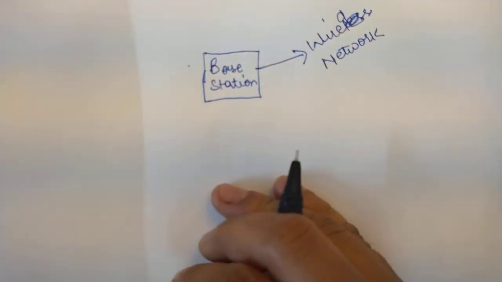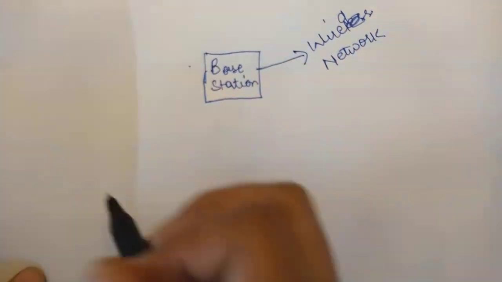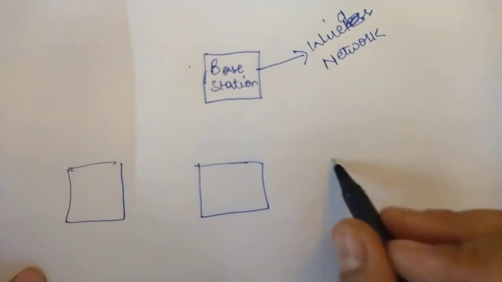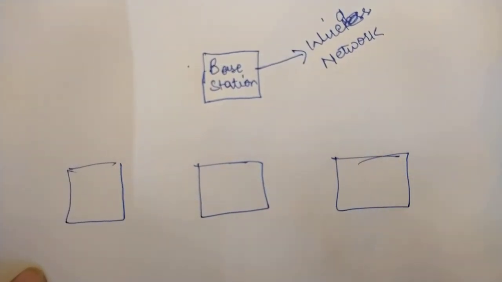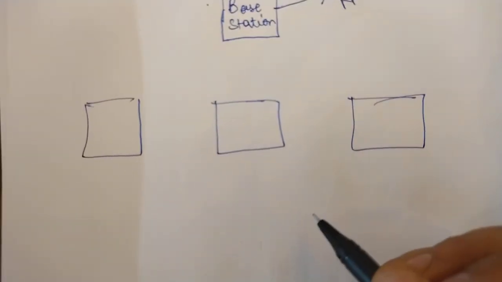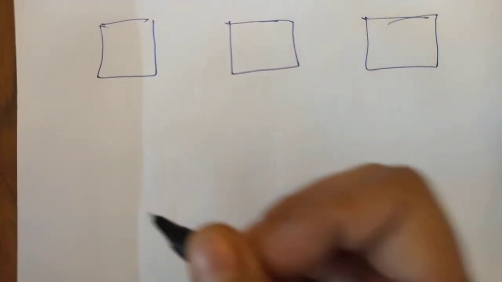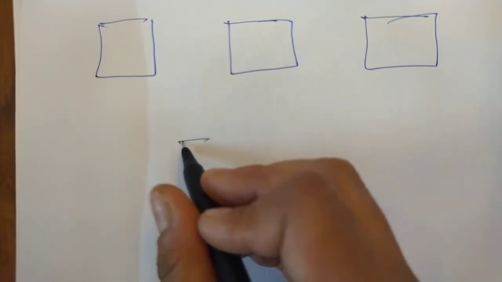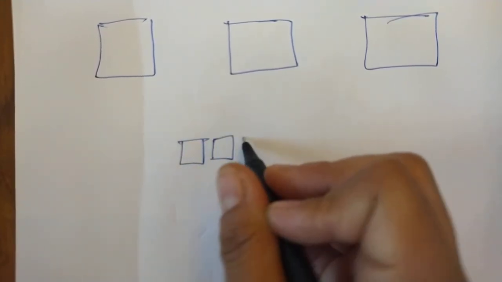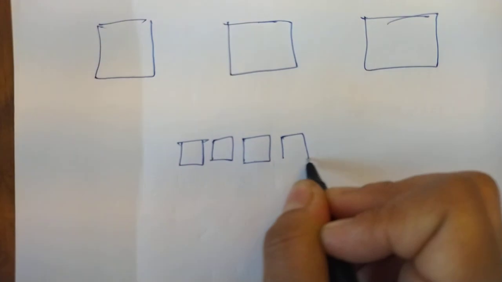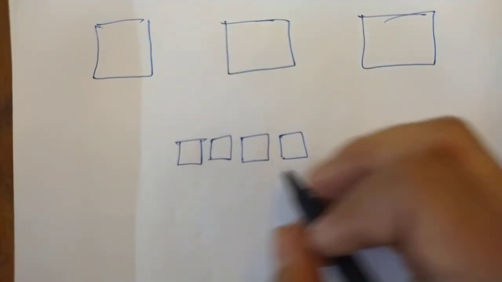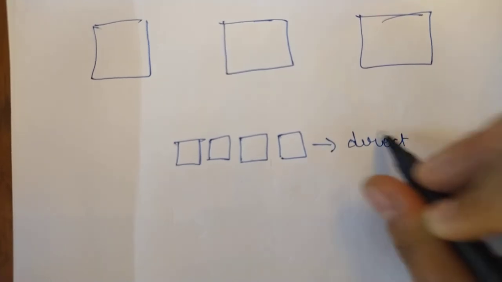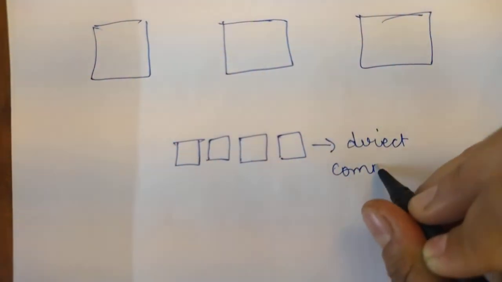All right. This is in case where the systems are not in close proximity, where the systems are far away from each other. But if the systems are close to each other, then they can communicate directly. Then it would be direct communication.